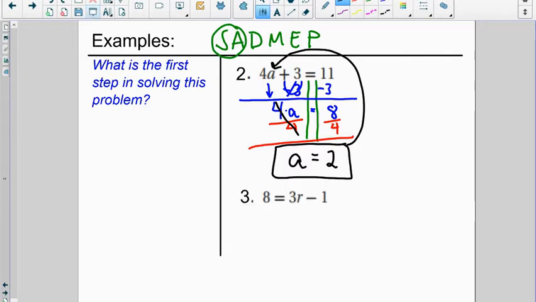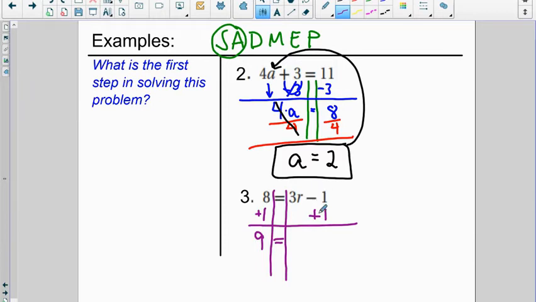In our third example, we have 8 equals 3r minus 1. You might notice this time that the variable is on the right-hand side, and that's okay. We still solve the problem the same way. We still use inverse operations, and we work backwards using SADMAP. So we start by looking for any additions or subtractions that we can undo. And I see that we can undo the minus 1 as long as we add 1 on both sides. Well, 8 plus 1 is 9.